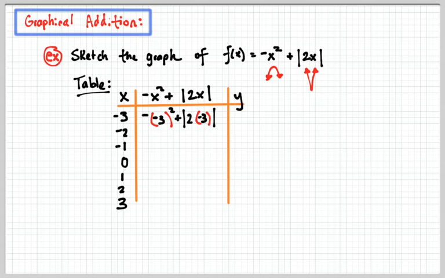So go ahead and do the math. Negative 3 squared, 9. But we're taking the negative of it. We get negative 9. And then what's 2 times negative 3? Negative 6, but it's absolute value. Plus 6. Negative 9 plus 6? Negative 3. Go ahead and figure out the other values quickly.